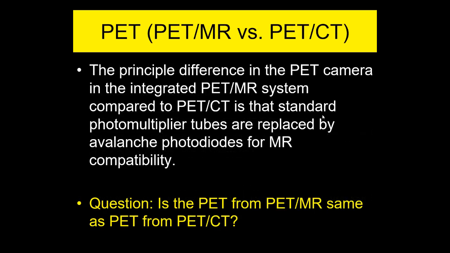So the first question that we need to answer is, is the PET from PET-MR the same as PET from PET-CT? And as I mentioned earlier, in a PET-MR, you need to have an MR compatible PET. The PET camera is different. So instead of photomultiplier tubes, which are not MR compatible, you have photodiodes, which are MR compatible. So is the PET camera in a PET-MR the same as a PET on a PET-CT?